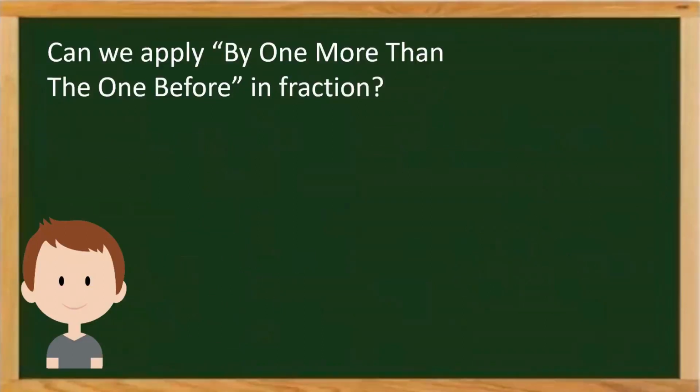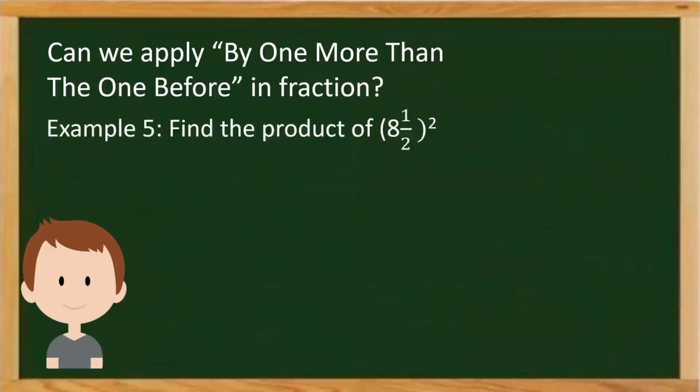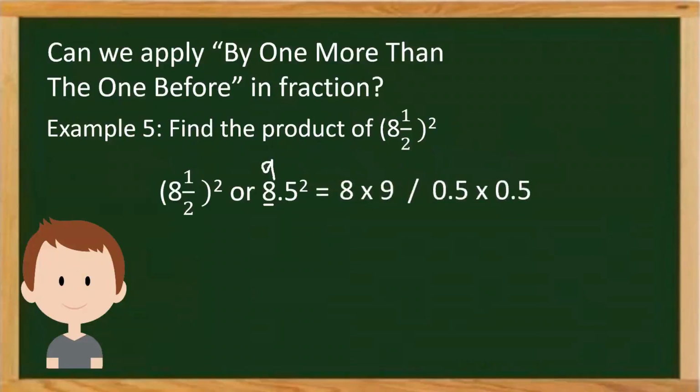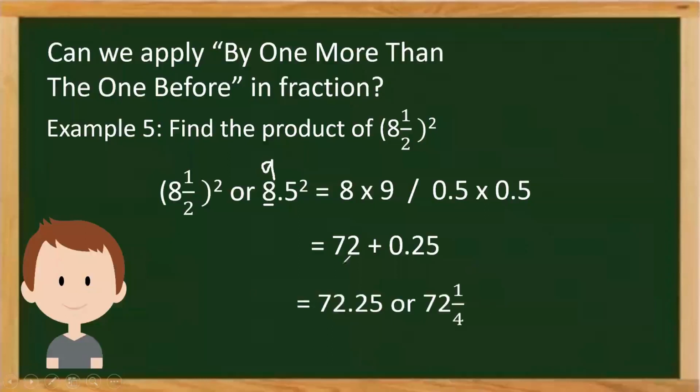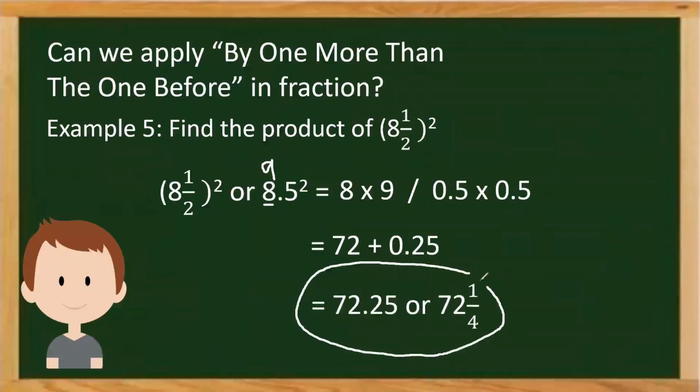Can we apply by one more than the one before in fractions? Let's have example number 5. Find the product of 8.5 squared. Take note, half is 0.5. So we can rewrite our fraction into 8 and 1/2 squared. We have the same rule. Just add 1 to 8 and that gives you 9. Then 9 times 8 is 72. Then 0.5 times 0.5 is 0.25. So your final answer is 72.25 or 72 and 1/4.